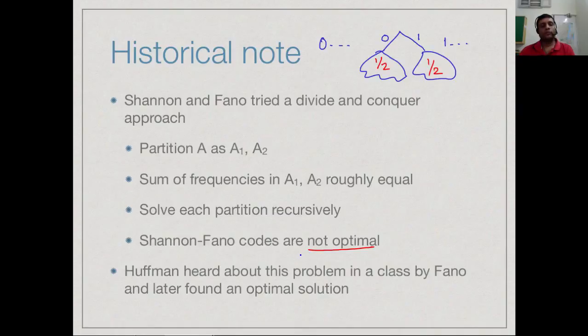It turned out that Huffman was a graduate student in a course of Fano. He heard about this problem and thought about it, and after a few years he came up with this clever algorithm which we have done today.